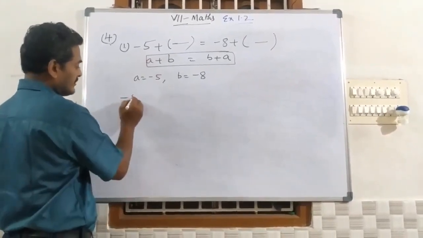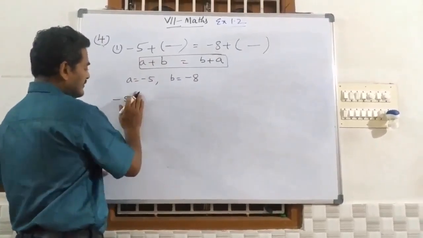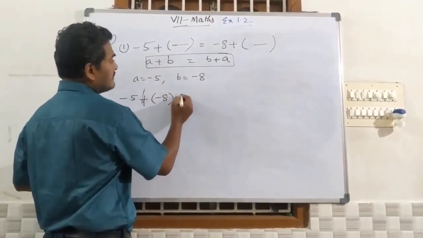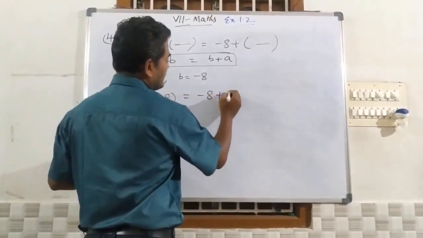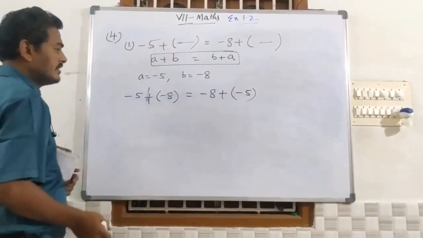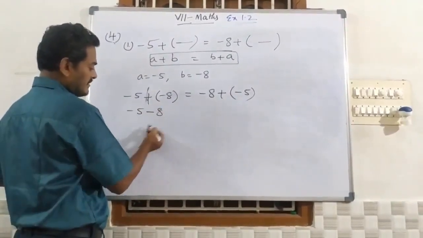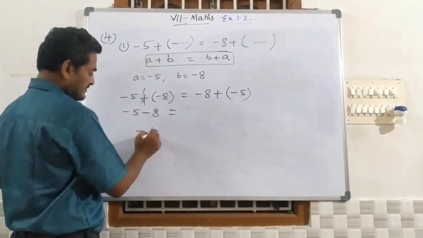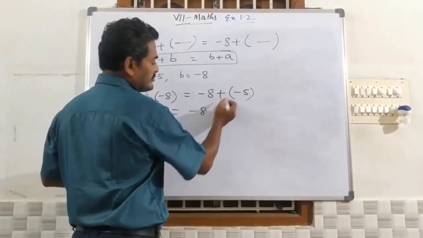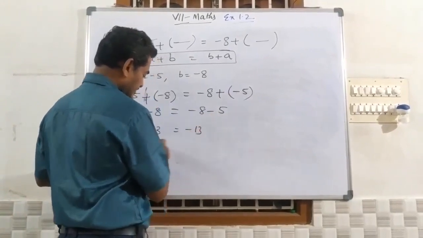How can we fill this one? Minus 5 plus minus 8 equals minus 8 plus minus 5. Now minus 5 plus minus 8 equals minus 8 minus 5, which is minus 13. That equals minus 8 plus minus 5, and minus 8 minus 5 is minus 13.